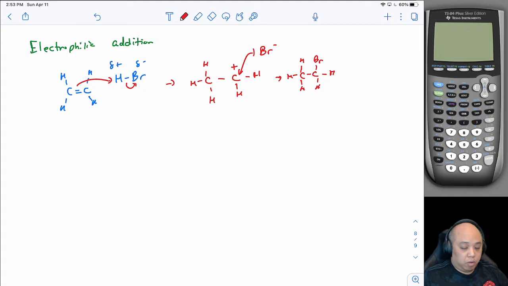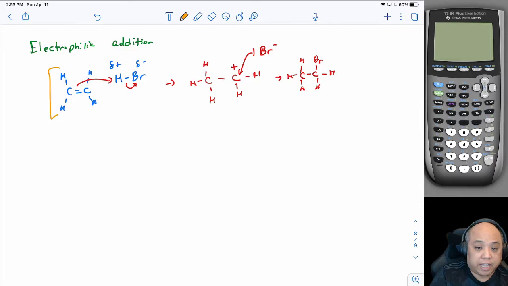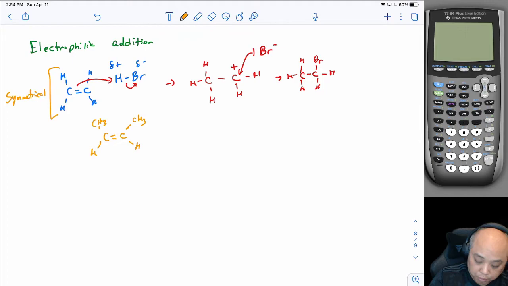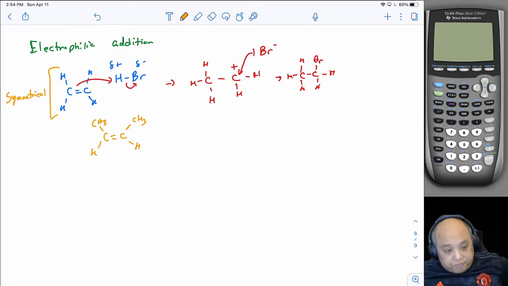Now, what's nice about this is that it doesn't matter where you add the H and where you add the Br, because you'll still get one bromoethane, because this is a symmetrical alkene. A symmetrical alkene just means that across the double bond, there are the same groups on both carbons, so it doesn't affect your overall product. So another symmetrical alkene might be something like this, because both carbons have a CH3 attached and both carbons have an H attached, so it's symmetrical. They don't have to be cis and trans, which we'll talk about later. It's just the fact that there are the same groups on each of those carbons.